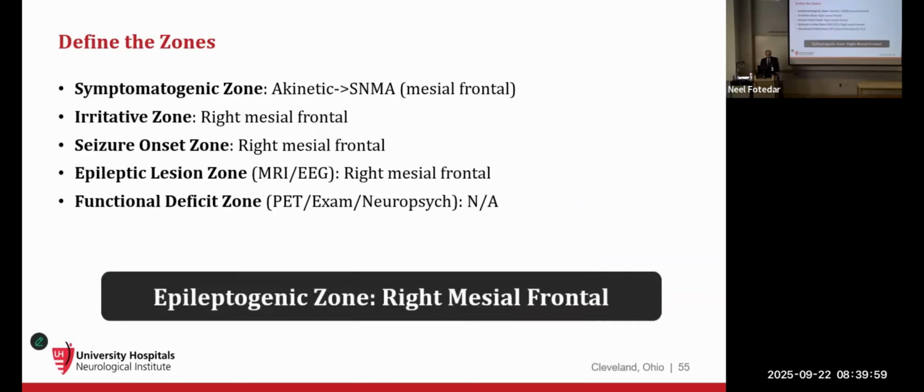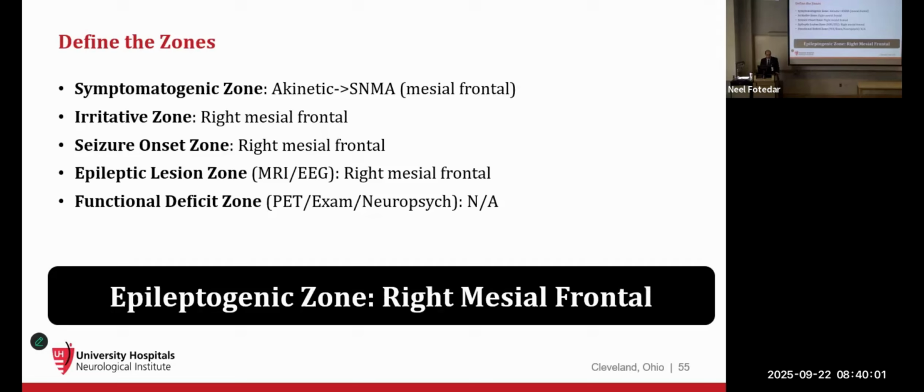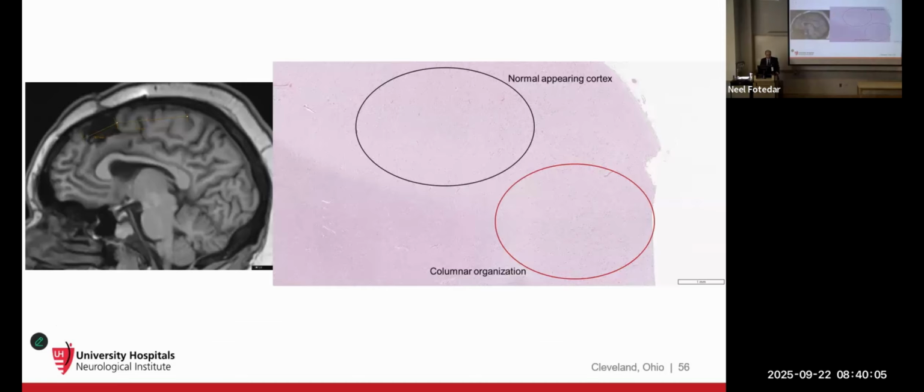So this is a case where the data are very concordant. So most likely your epileptogenic zone is right mesial frontal. So we went straight to surgery. In this case, the epileptogenic zone is defined as an approximation of the other zones. Because the data are concordant, we had high confidence that we are in the right area of the brain, so we went straight to lesionectomy.